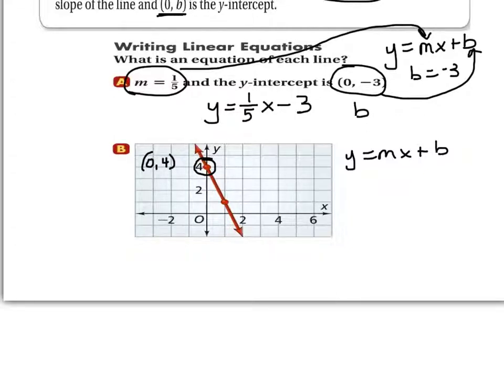Now, to figure out the slope, I have to figure out how far I'm going down. To get from one point to the next, I go down 1, 2, 3. So I'm going down 3. And I'm going right 1. So my slope is -3 over 1, and my y-intercept is 4. All I'm going to do is plug in the m, which is -3, plug in the b, which is 4, and done. You're going to have to be able to write equations of lines in slope-intercept form given the slope and the y-intercept.